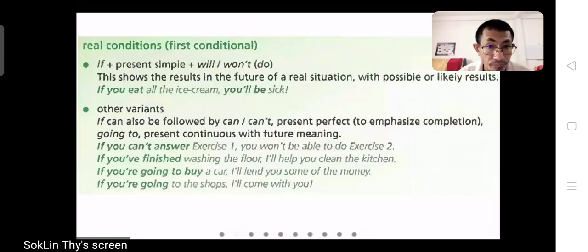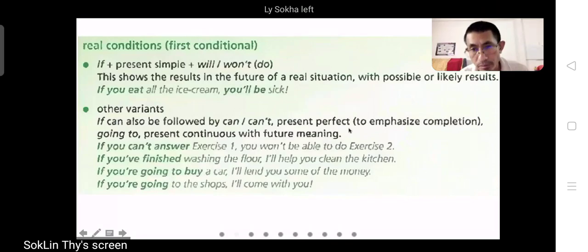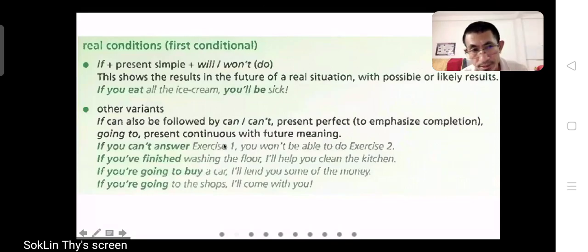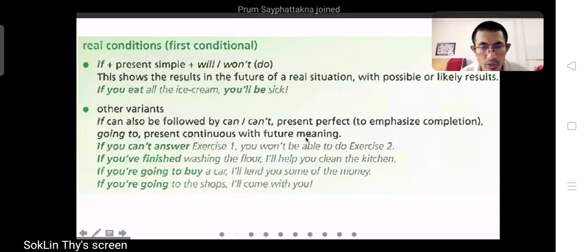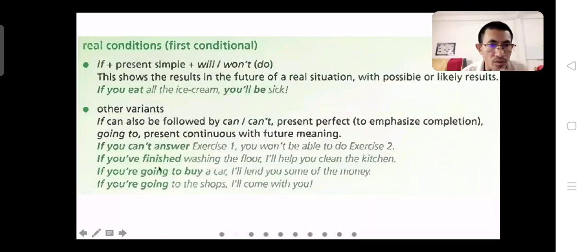Another point, other variants. If can also be followed by can or can't. Present perfect to emphasize completion. Be going to. Present continuous with future meaning. So you can use can in the if clause, or present perfect when you want to focus on the complete action.